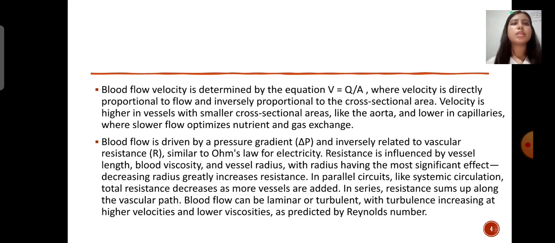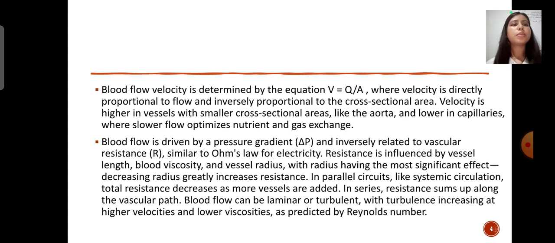Now the blood flow is driven by a pressure gradient and is inversely related to the vascular resistance, similar to Ohm's law for electricity. Now this resistance is influenced by the vessel's length, blood viscosity and vessel radius, with the radius having the most significant effect. Decreasing radius greatly increases the resistance. Now in parallel circuits like the systemic circulation, total resistance decreases as more vessels are added in parallel, and resistance sums up along the vascular path in series.